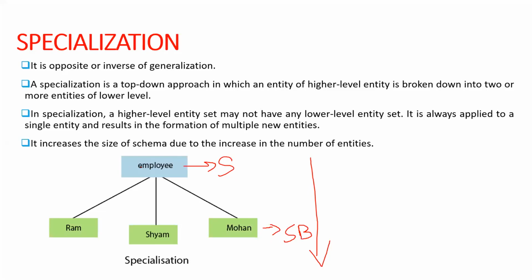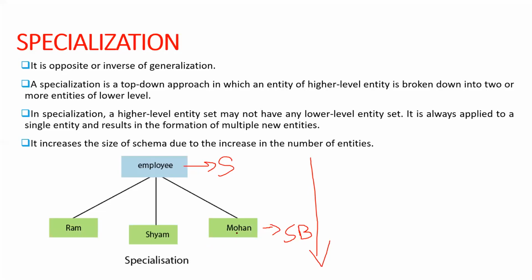Now, this employee. There are three employees, Ram, Shyam, Mohan, but the three do not belong to the same category. So entities possess different characteristics. He is a developer, he is a programmer, and he is an analyst, and maybe some other person is a project manager, with different positions.